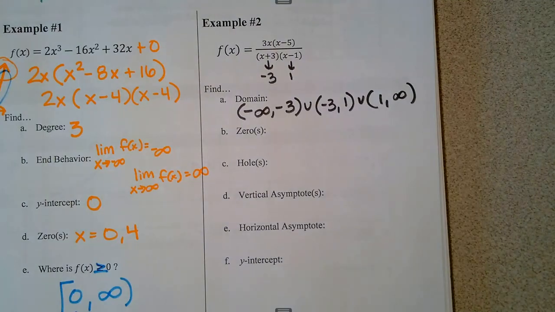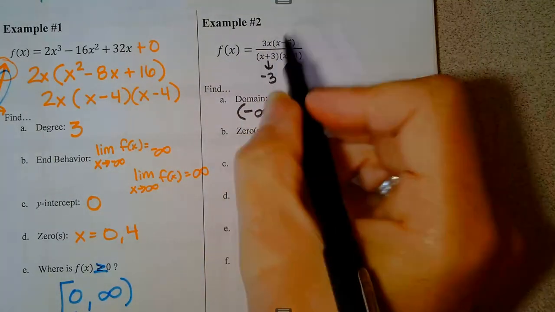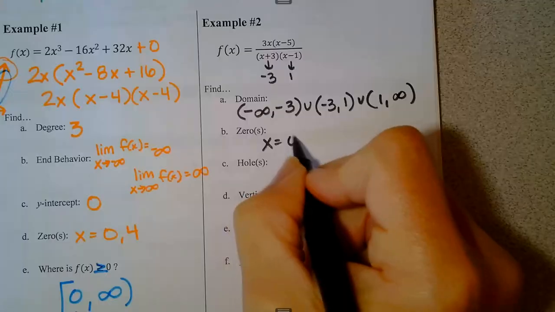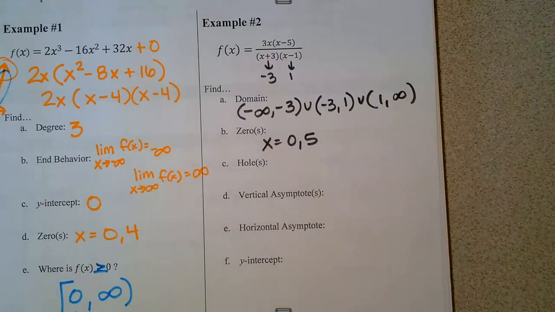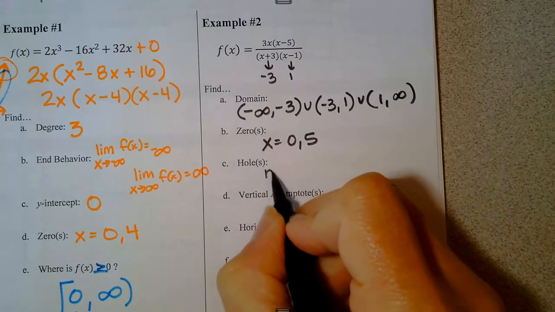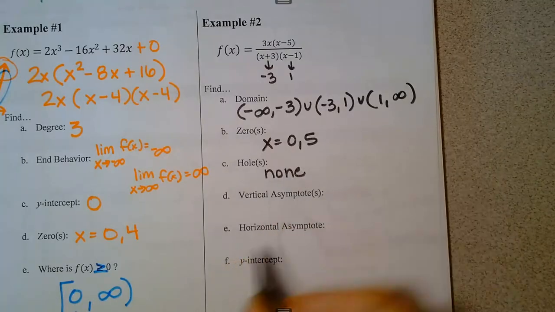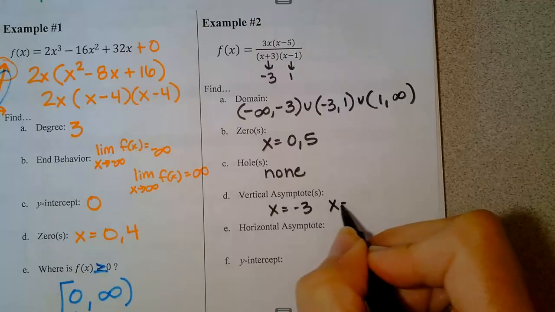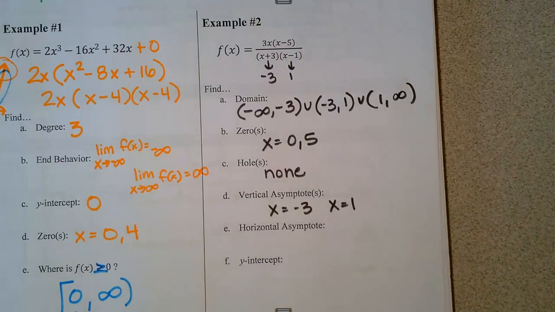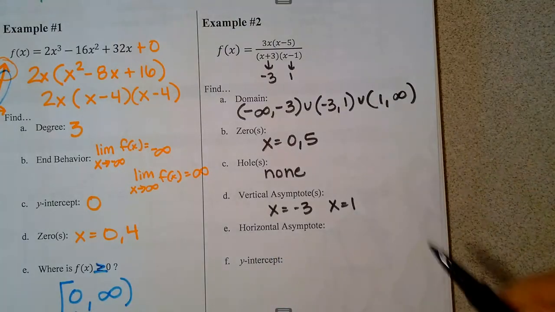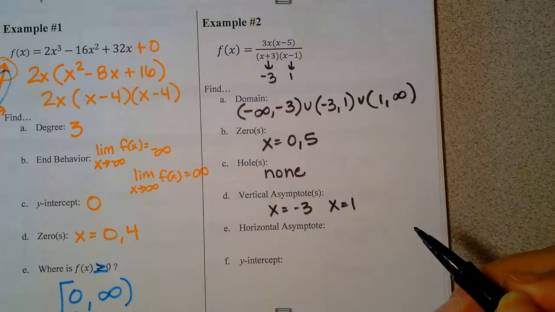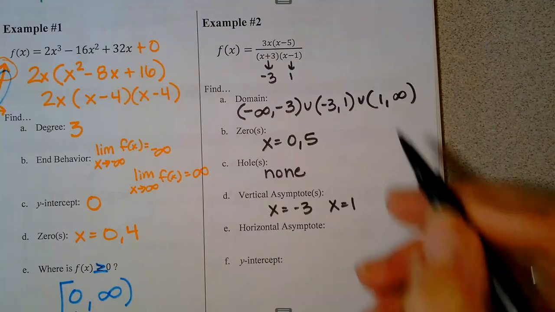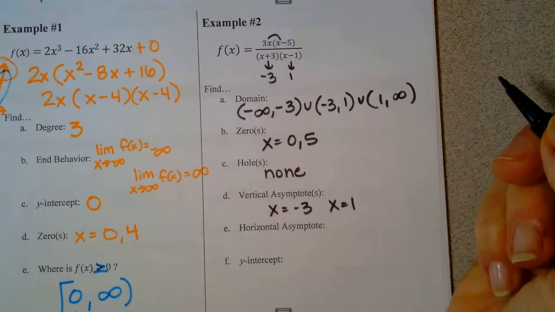What are my zeros? 0 and 5. Perfect. 0 and 5 up top. Are there any holes? No. None. Vertical asymptotes? Negative 3 and 1. How many times do you feel like you've done this now? A lot. I know, isn't it? Horizontal asymptote. 0? Nope. 1? 3. Yes, 3.